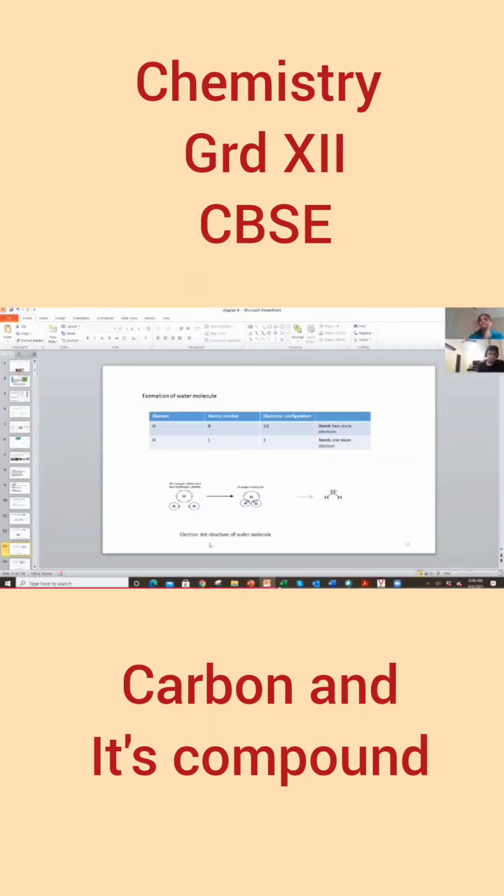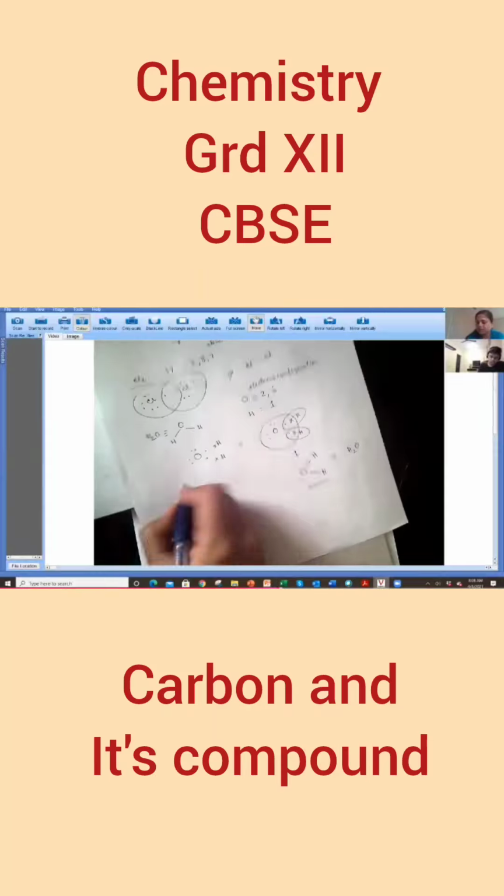Okay. Now try to draw the ammonia molecule. This is the ammonia molecule, NH3.